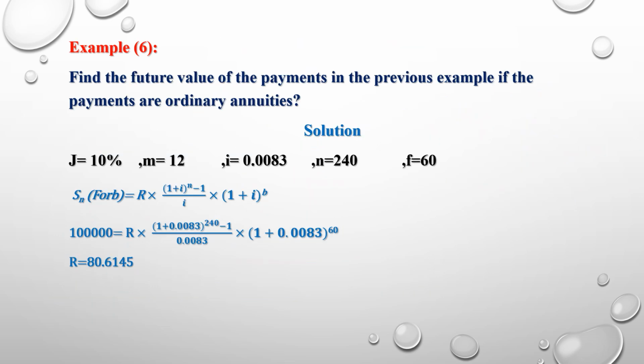Another example: find the payments in the previous example, but assuming that the payments are ordinary, not due. So we will use the formula of the future value of the forborne ordinary annuities, which equals this quantity. And by substituting the values of S, N, I, and B, we get that. By dividing the left hand side by the right hand side, we get the value of R.